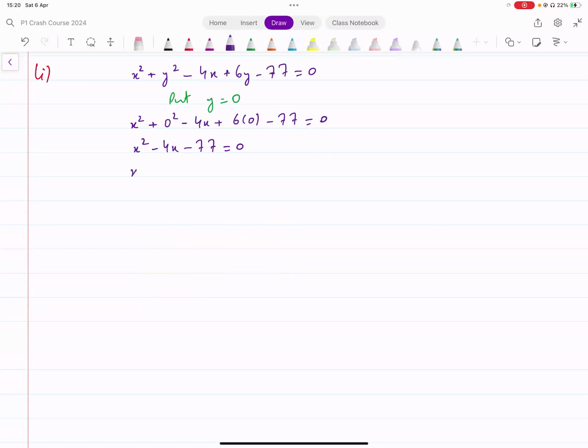Now, can we factorize this? 77, 10, 11, 7. Yeah, so 11 and 7, they could work. Minus 11x plus 7x minus 77 equals 0. And that gives you x minus 11 into x plus 7. These are two factors that you have. x equals 11 and x equals minus 7.